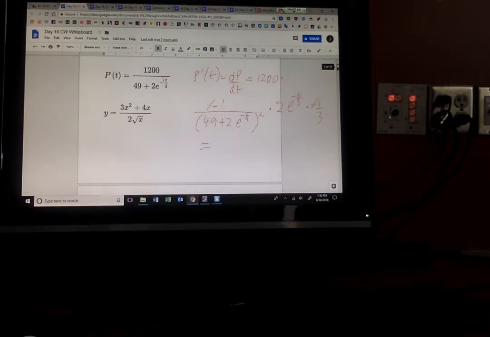What's 1200 times 2? Keep looking down so you understand what I'm trying to tell you. 2400 divided by 3? 800. So that's the number on top. What's the other thing on the top? Look down.